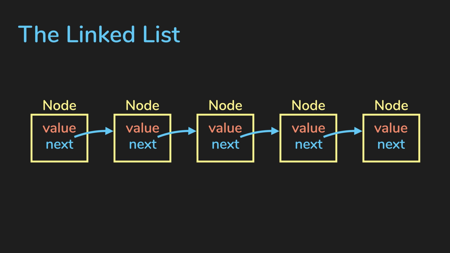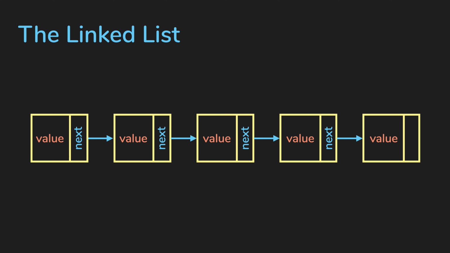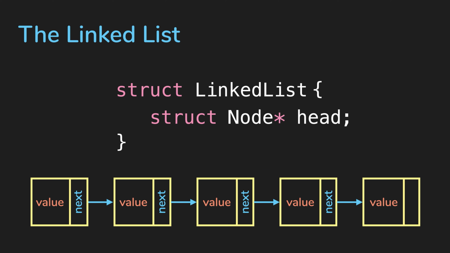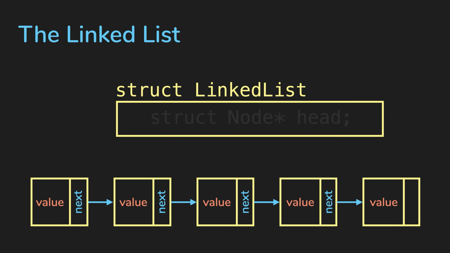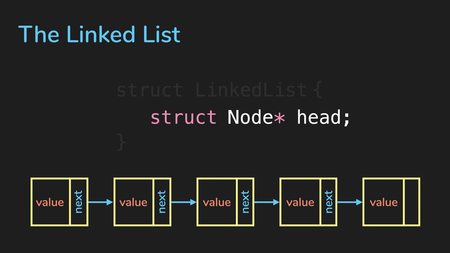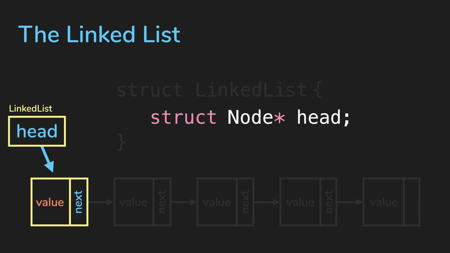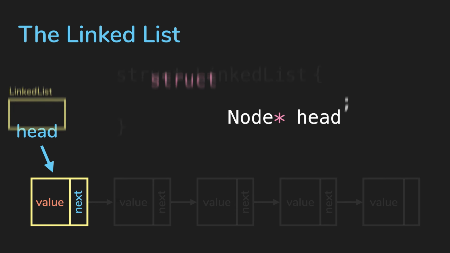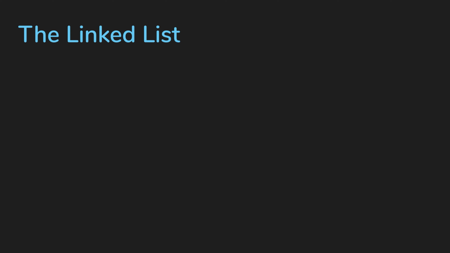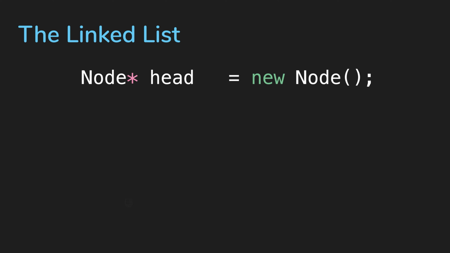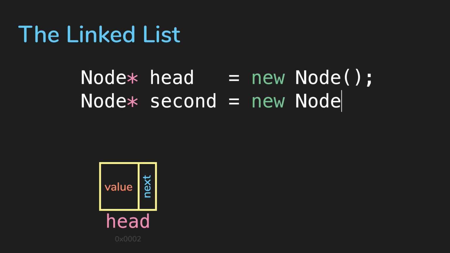Okay, now what about linked list? A linked list structure would look something like this. It's very simple. It's simply a structure containing one member variable called head, which is a pointer pointing at the first node of your linked list. Because it's so simple, most people don't bother defining linked list and just use the node directly. So if you want to use a linked list in your code, simply define the head node like so.